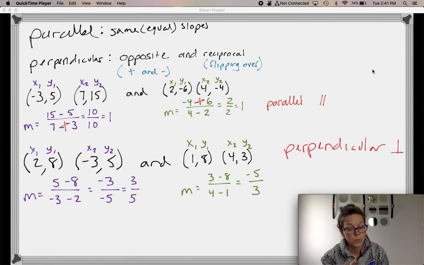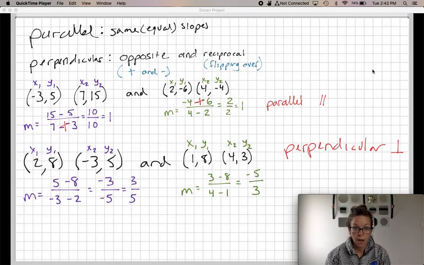Now, if only one of those was true, if it's only a reciprocal or it's only a positive negative, that's not good enough. Then we would just say neither. It has to be both, opposite and reciprocal. Okay? All right, well, let's also look at this idea on a graph.